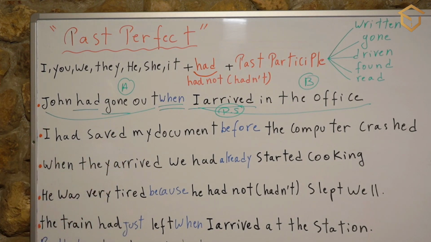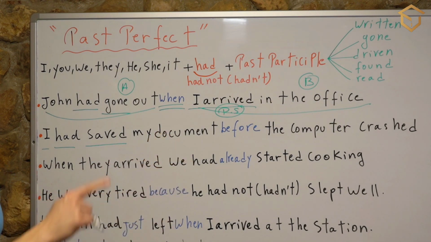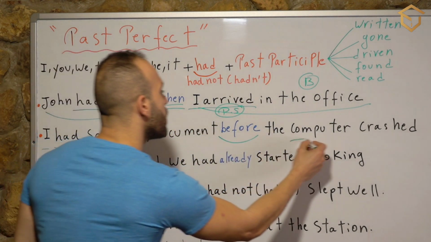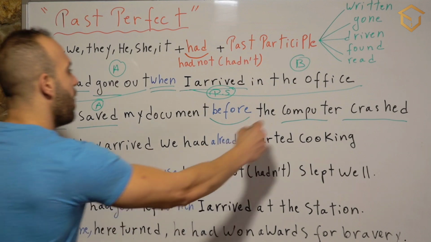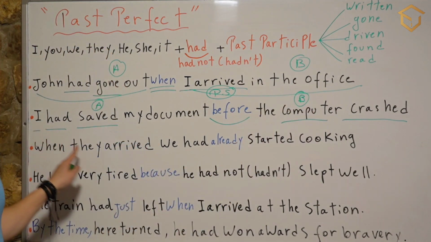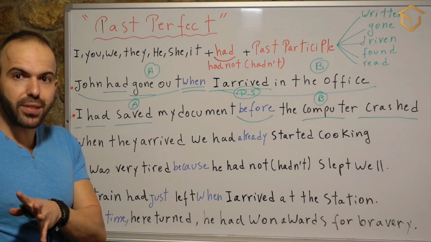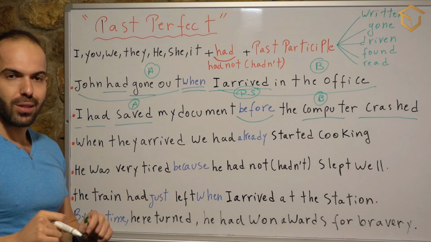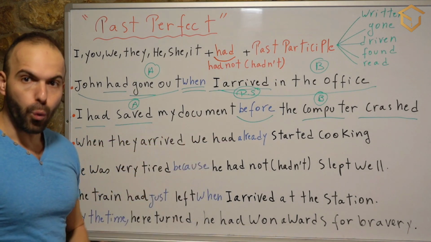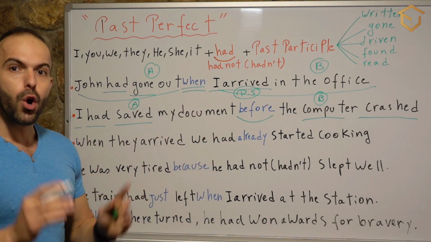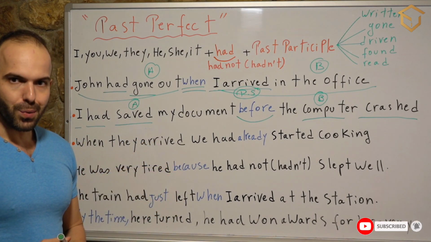Moving to the next sentence. I had saved my document before the computer crashed. So as you can see, that's the first event here and that's the second event here. So I had already saved my document before the computer crashed. That's the first event in the past perfect, and that's the second in the past simple, and we have the word before. We quite often use before also with past perfect tense to separate from the past simple.